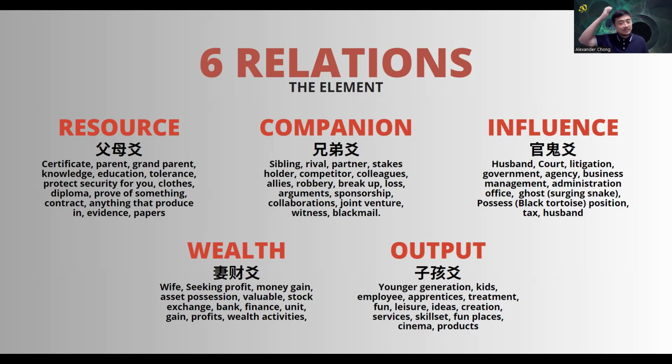So now these are the 6 relations. This slide would actually take about 3 or 4 hours, so I just put everything in. This is actually my old slides. According to your element, you get resource, companion, influence, wealth or output. If you have learned Bazi, you're supposed to know what these 5 elements and 5 structures actually are.